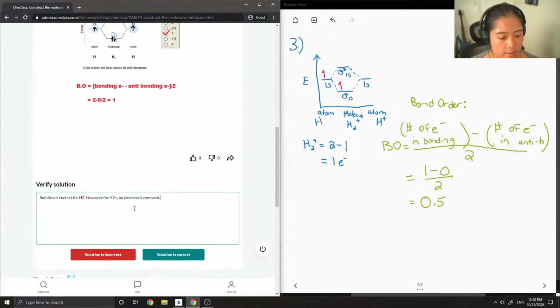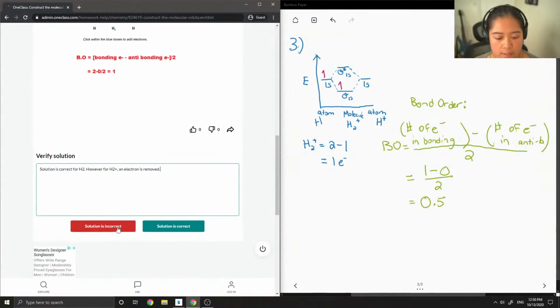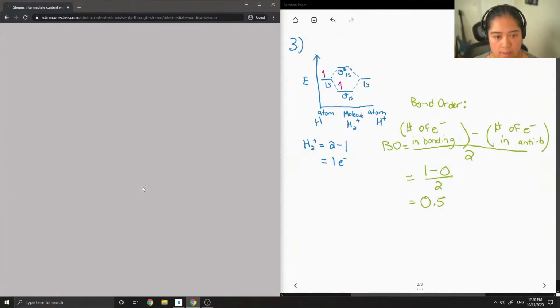Yeah, so this solution is correct for H2. However, for H2 plus, an electron is removed. So I'll just say the solution is incorrect for this particular question.